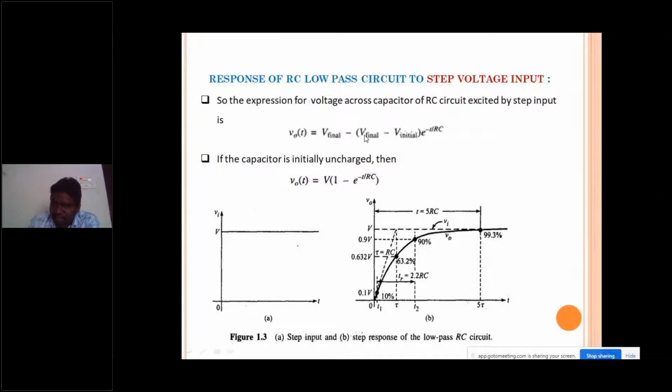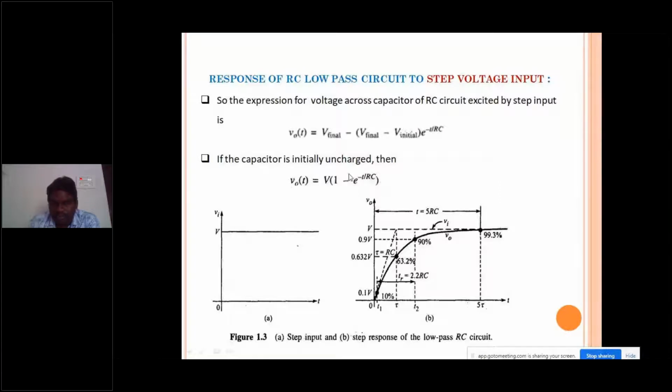V minus V final again. V initial: the capacitor initially starts charging at 0, so the initial value will become 0. Then it is V into e to the power of minus t by RC. So if I take V common here, the output voltage is simply V into 1 minus e to the power of minus t by RC.